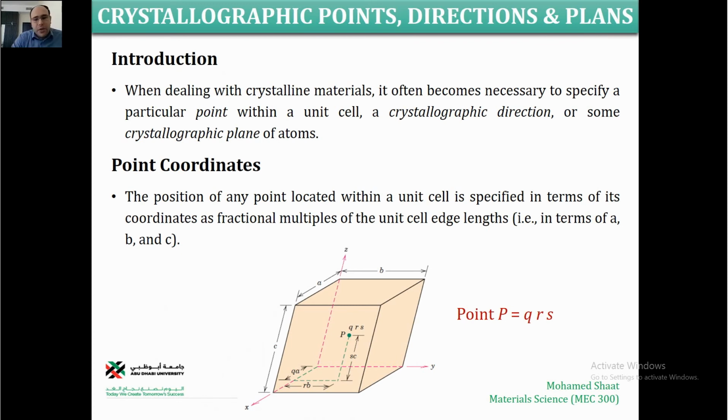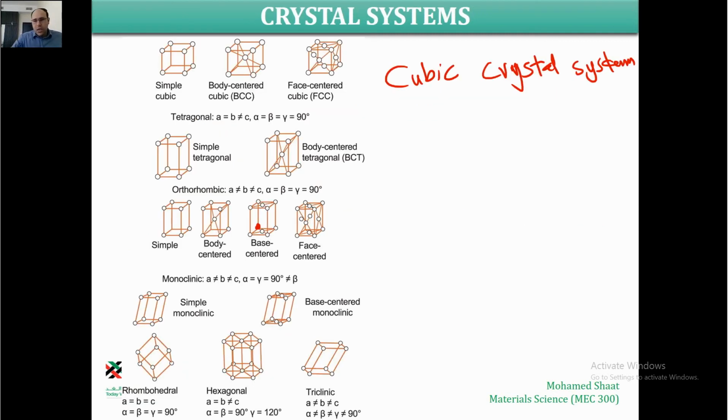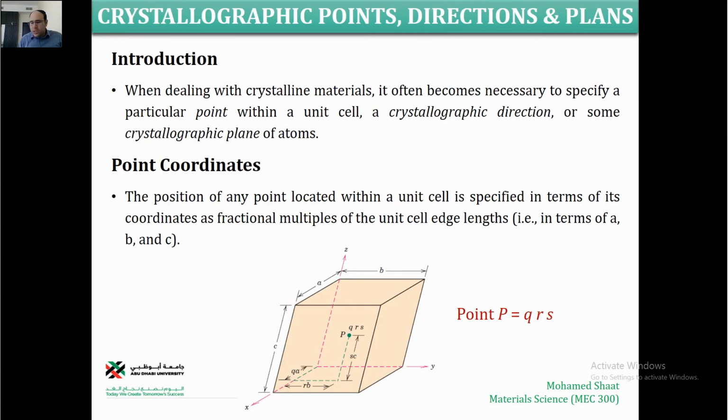Now let us move to another point, which is how we can define a point within a specific unit cell. Whatever the system is, cubic, tetragonal, or orthorhombic, we don't care. Anyway, you have a certain unit cell, and you are required to locate or define the location of a certain point within this crystal unit cell. This is known as a crystallographic point, or a point that defines the location of an atom or anything inside this unit cell.